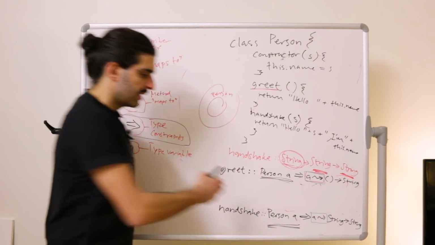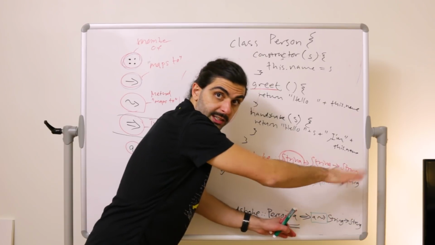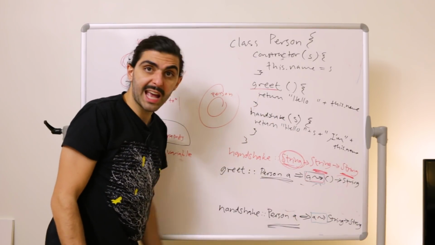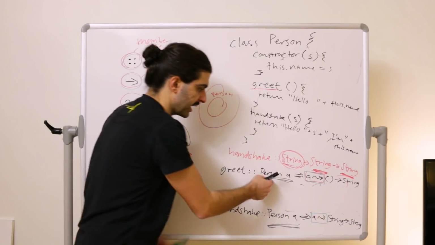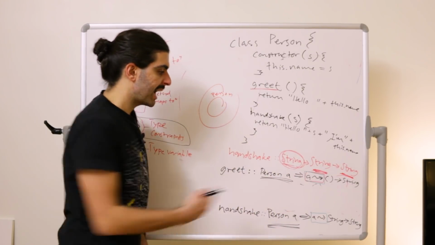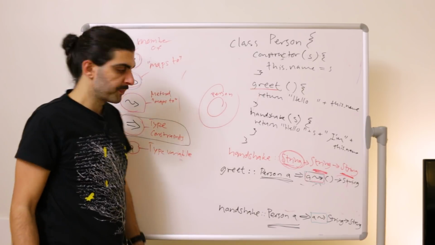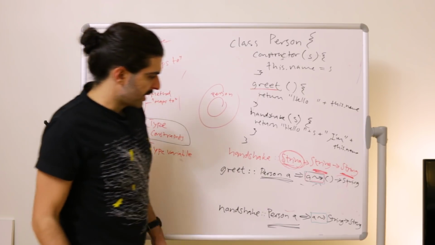It just says that from now on to the right of this, whenever I refer to a, I will mean something of type person, right? And same thing here. Whenever I say something of type a, I will mean something of type person. So yeah, that was the mistake.